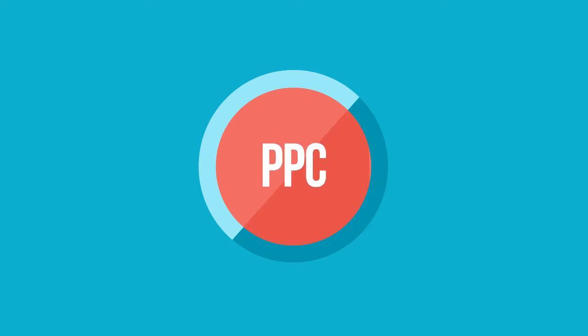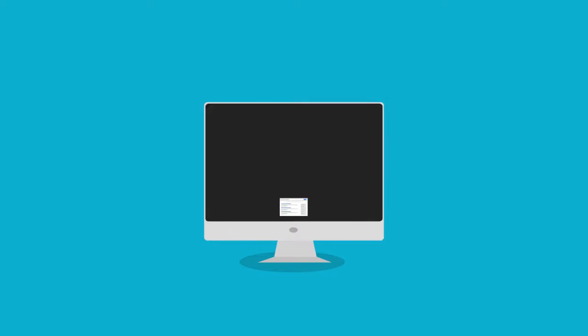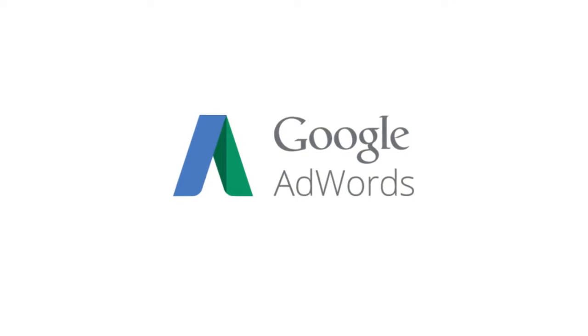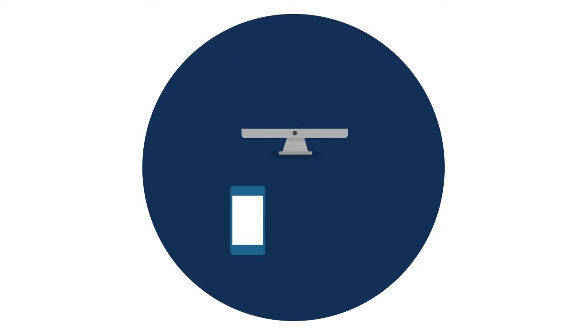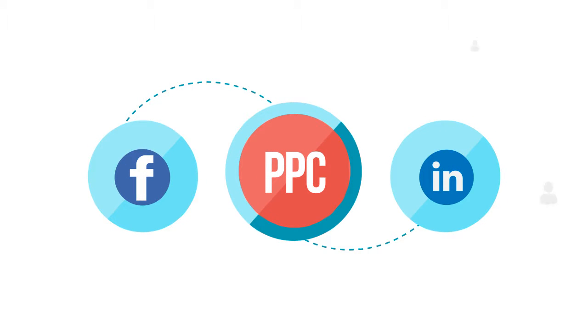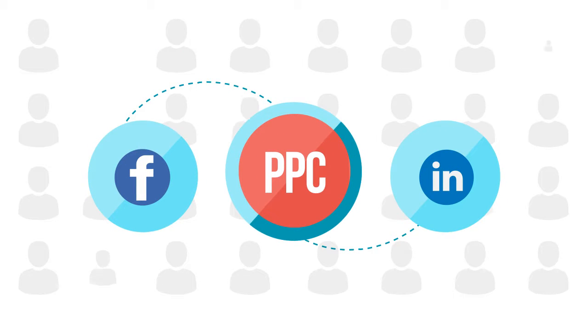Pay-per-click, or PPC for short, is a model of internet marketing in which advertisers pay a fee each time one of their ads is clicked. You've probably heard of Google's AdWords. While they're the most popular PPC platform, they aren't the only game in town. Companies like Facebook and LinkedIn also offer their own competing advertising platforms with a wide range of targeting options.